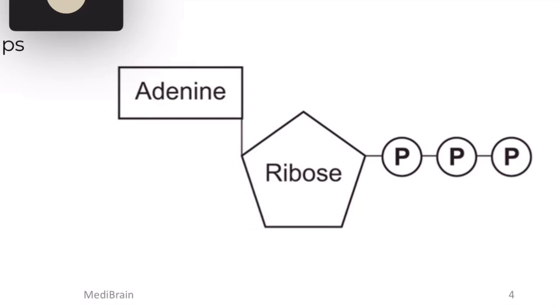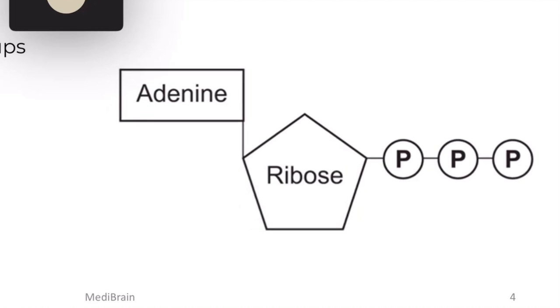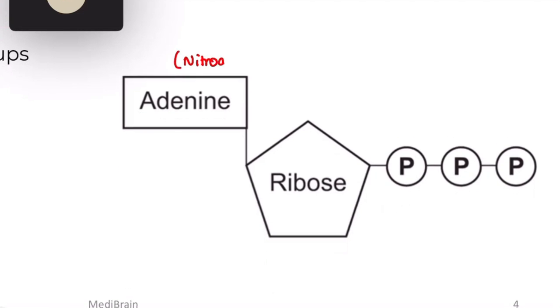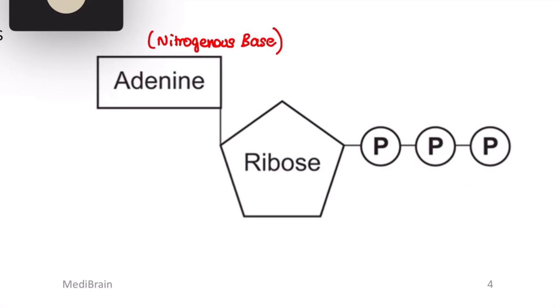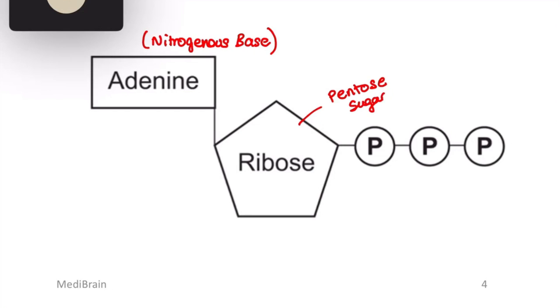Now, as I mentioned, there were three main components of ATP. We've got adenine, which is the nitrogenous base over here. We've got ribose, which is the pentose sugar, and remember, it has the shape of a pentagon whenever we're drawing it out. And then we've got three inorganic phosphate groups. Now, inorganic just means that they don't contain carbon atoms.